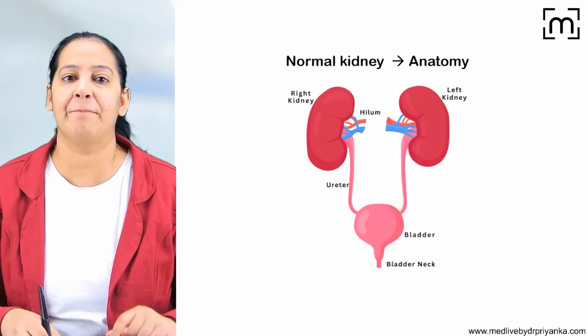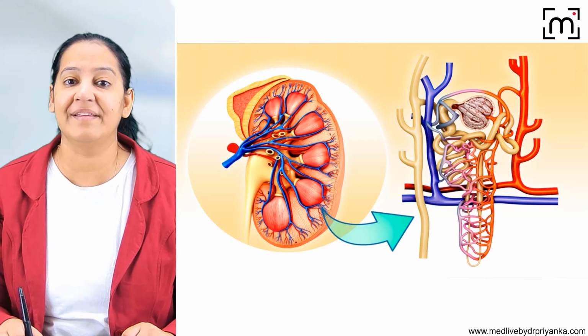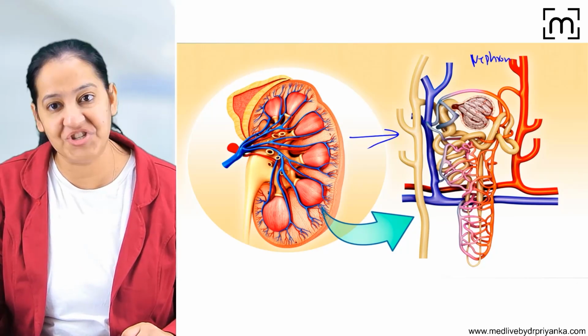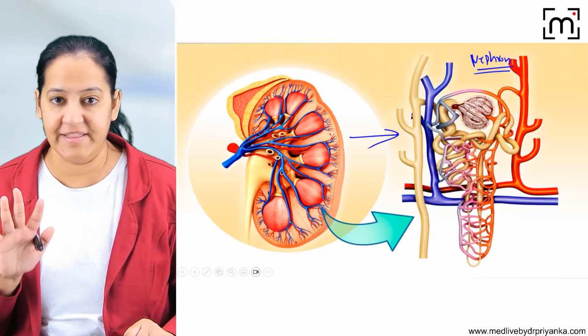So you can see humans have a pair of kidney. Inside each kidney, there is 1 million nephron. Nephron is the structural and functional unit of the kidney. Each kidney contains 1 million nephrons. So there are 2 million nephron in the kidneys.